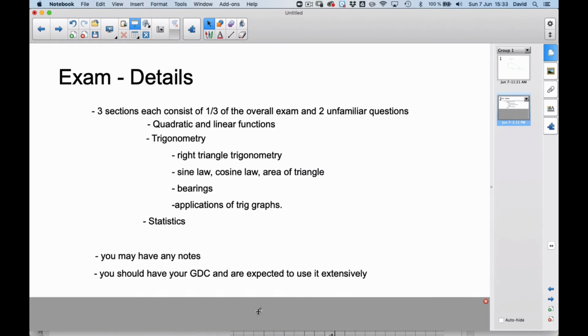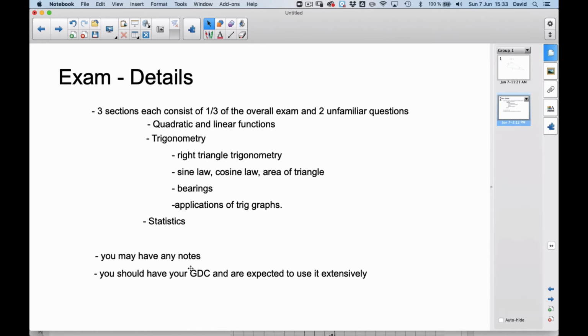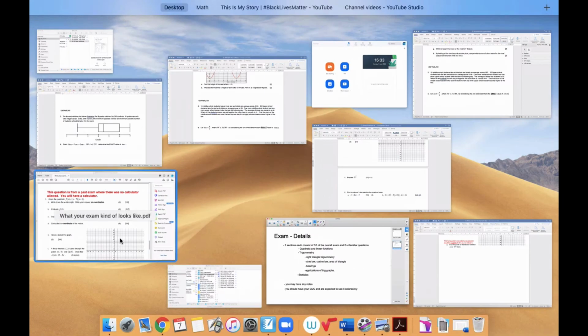You may have any notes you want. It's kind of open notes, so have your desk filled with notes, and you should have your GDC, and I'm expecting you to use it extensively. You have it in front of you, make use of it. One of the things that I've been trying to teach you all year is how to actually use it and choose to use it.